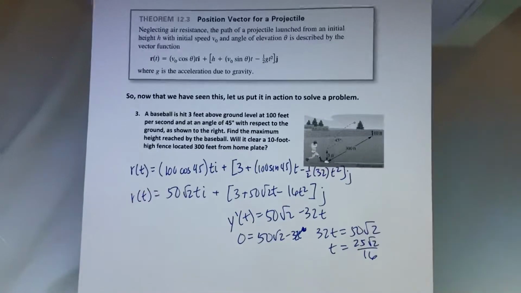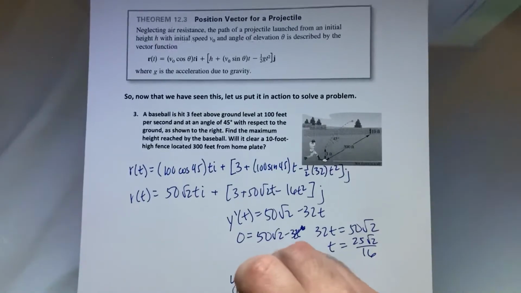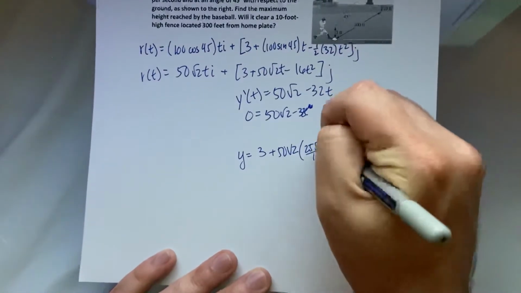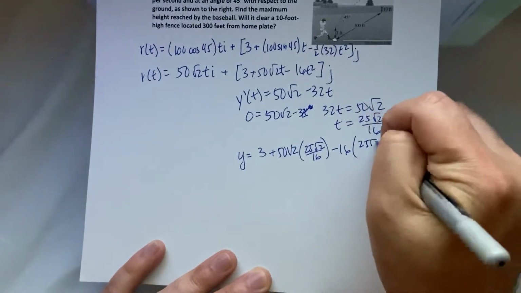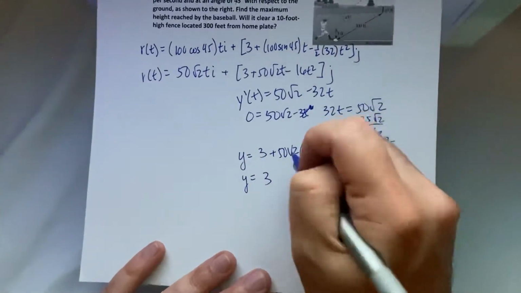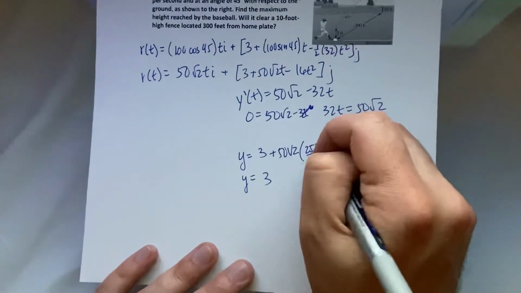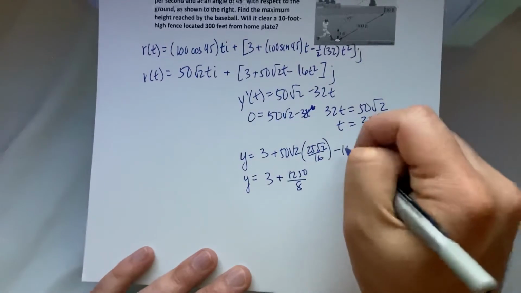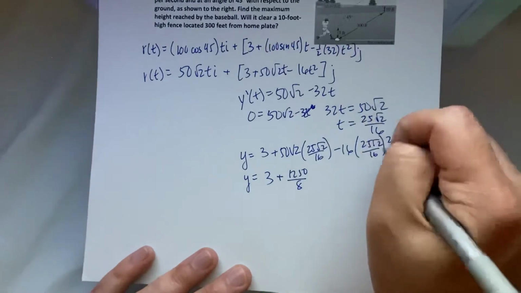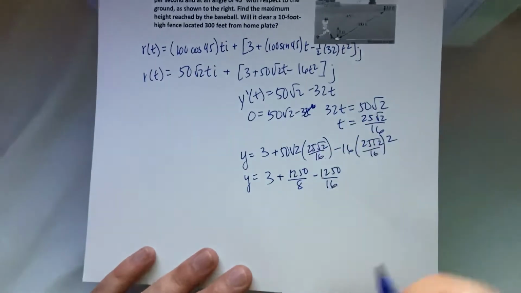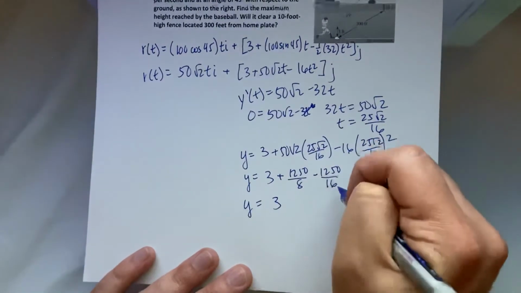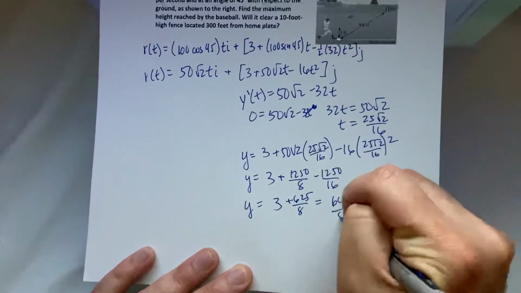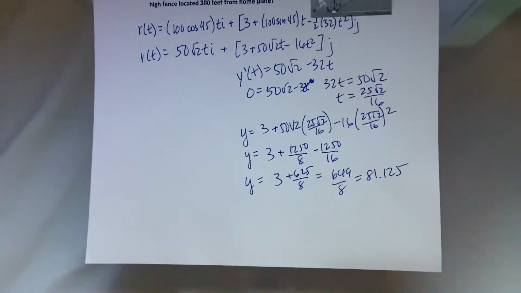I can take that and sub it back in for my height. So we've got y equals 3 plus 50 root 2 times 25 root 2 over 16 minus 16 times 25 root 2 over 16 squared. So 50 times 25 is 1250 times 2 over 16, so divided by 8 gives 625 over 8. Minus, one of the 16s will cancel, but there's still going to be 1250 over 16, which will also reduce to 625 over 8. So y is 3 plus 625 over 8, which is 649 over 8, or a height of 81.125 feet. So it reaches a height of 81.125 feet.